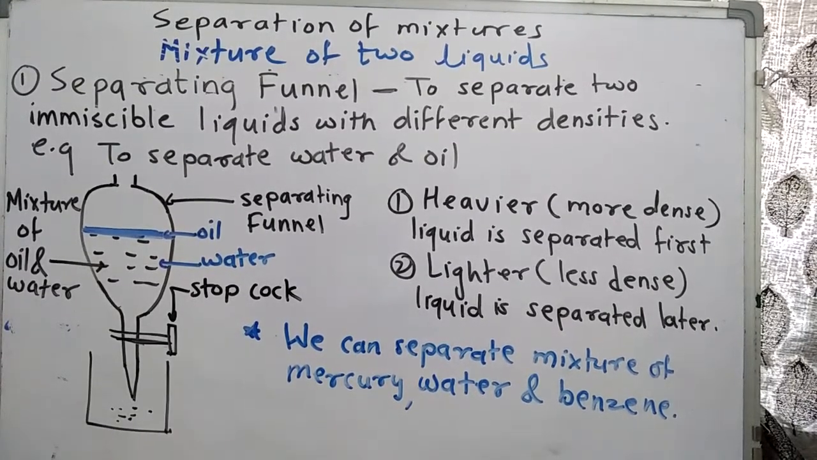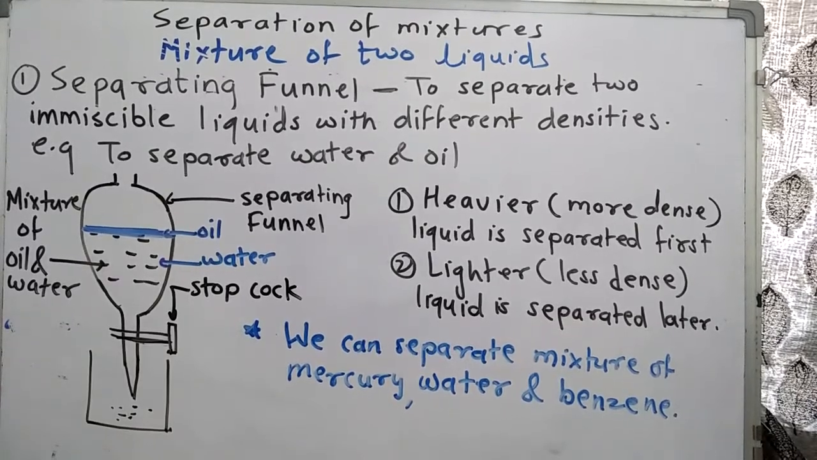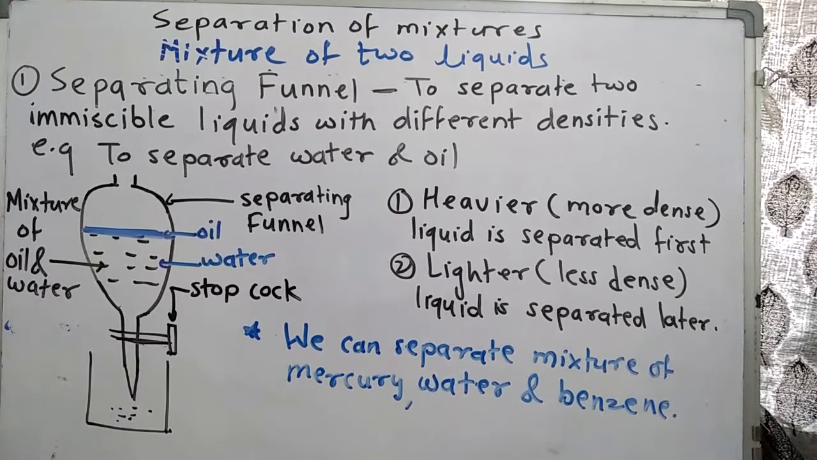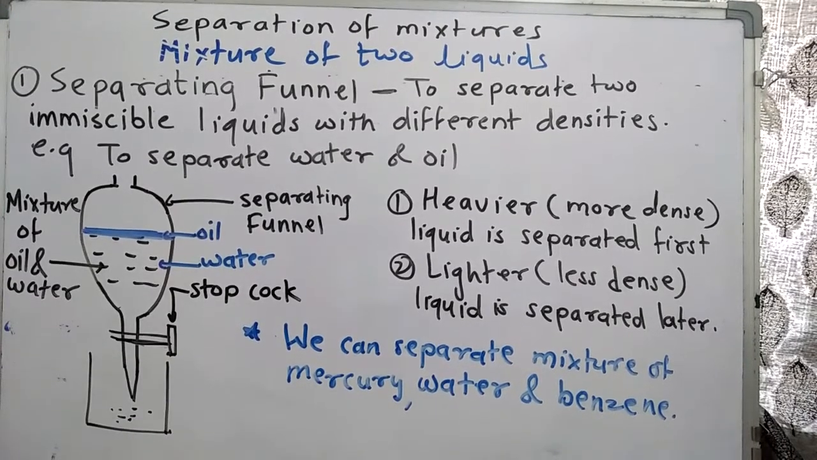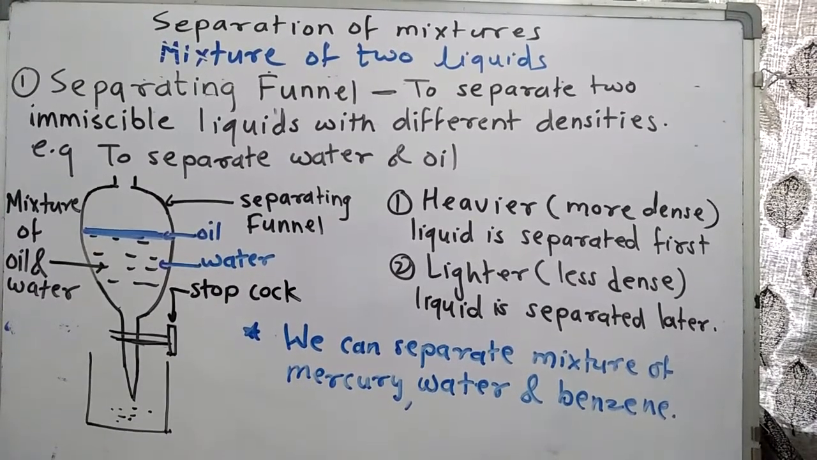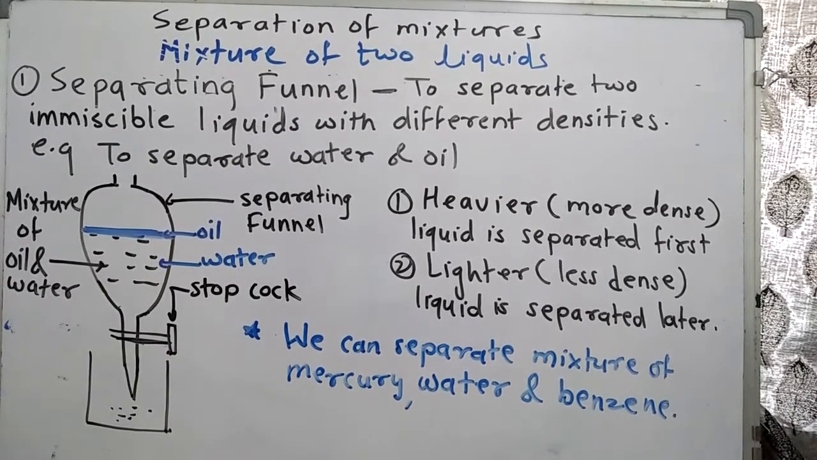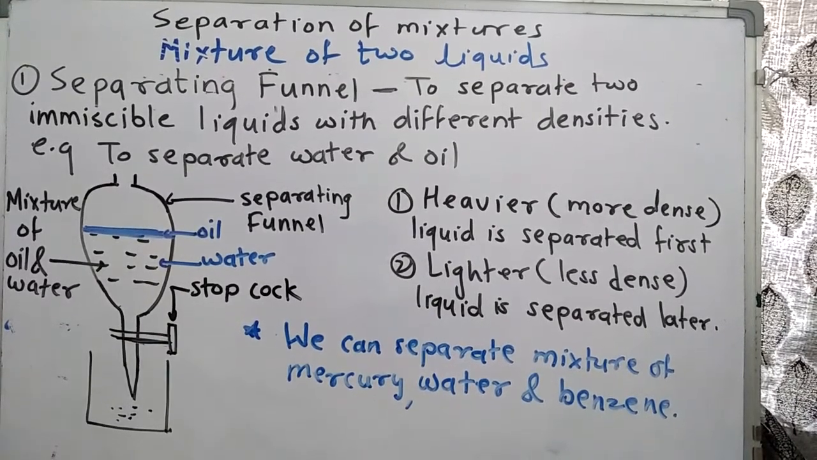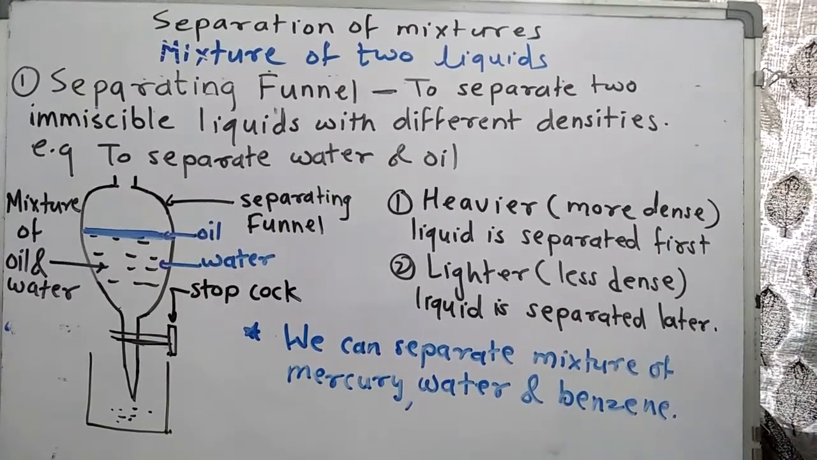So we can take the simple example of water and oil. If we mix the water and oil, they are not going to completely mix with each other. We know water remains at the bottom and oil floats. Why does oil float and why does water remain at the bottom? Because there is a difference in their densities. Water is more dense and oil is less dense as compared to water. So water is at the bottom and oil floats on the water.